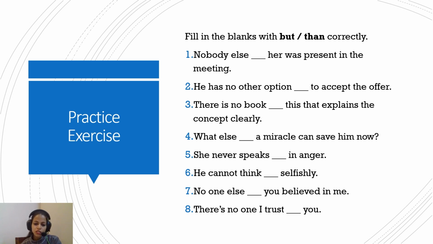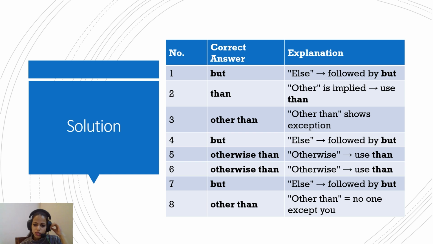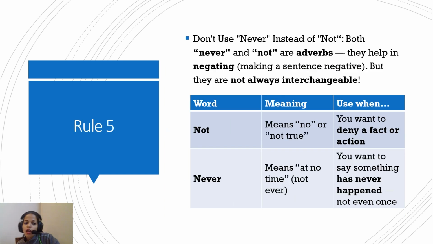There is no one I trust. There is no one I trust but you. There is no one I trust other than you. So this is the solution. Okay, now let's get to rule 5.